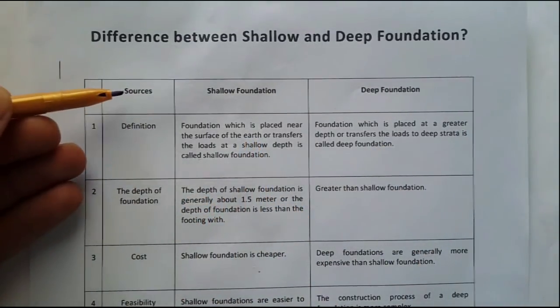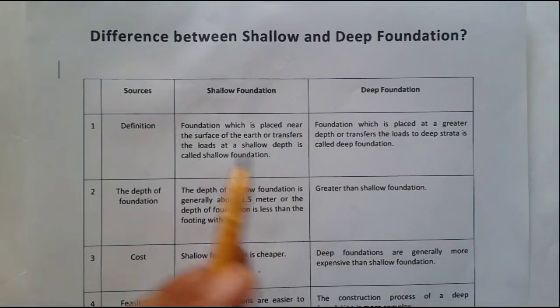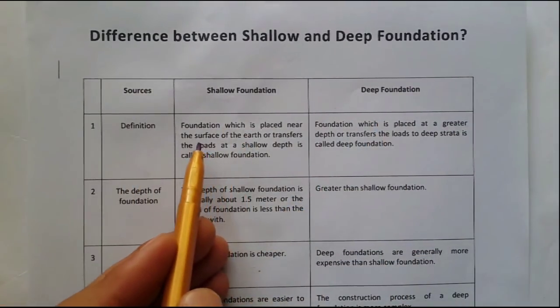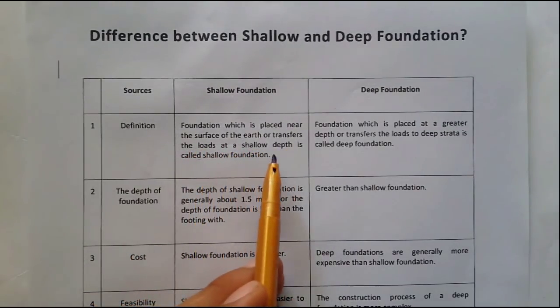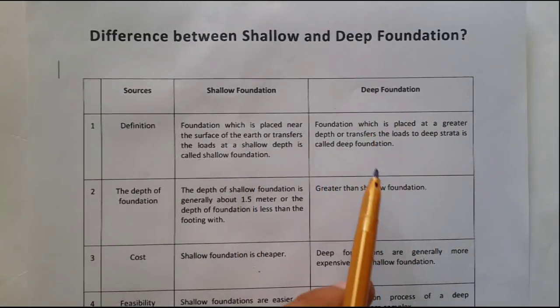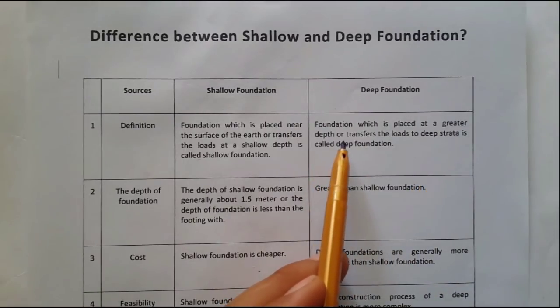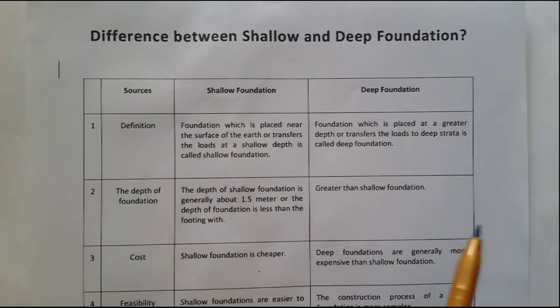In the first column we have the sources, in the second shallow foundation, and in the third deep foundation. First of all I will define shallow foundation, then deep foundation. Definition of shallow foundation: a foundation which is placed near the surface of the earth, or transfers the load at a shallow depth, is called a shallow foundation. And the definition of deep foundation: a foundation which is placed at a greater depth, or transfers load to the deep strata, is called a deep foundation.